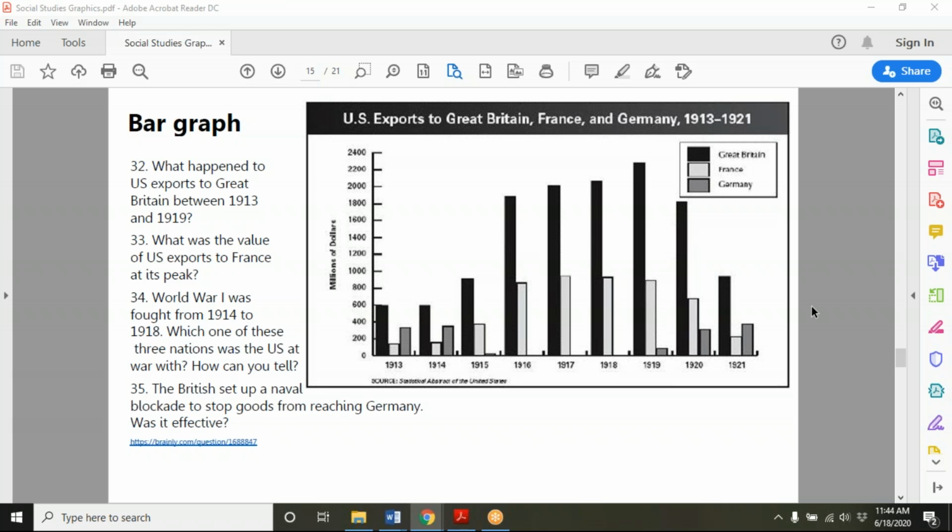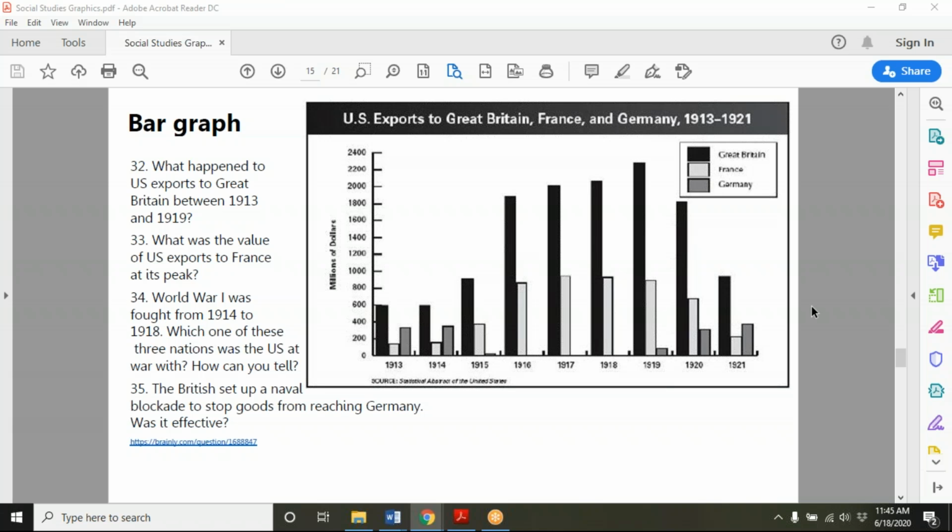Definitely Germany. And why would you say that? Well, I know they were fighting Germany, but you can also tell that definitely between 1915 and 1918, there's literally no exports going to Germany at all. Probably because countries who fought against Germany did not want to buy anything from them. Right, it's conceivable. Probably they did not want to sell anything, or other countries like US and France and Great Britain did not want to buy their products.